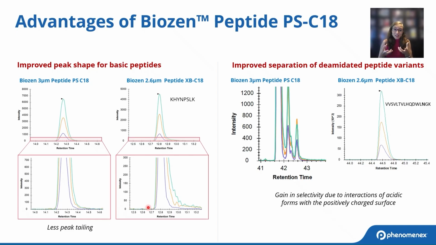So in the case of an XB-C18 column, we may not be able to separate these deamidated forms, but when we are using a PS-C18, we can see a slight separation of the different peaks, which is sufficient to really have them separated and analyze them by mass spectrometry. So that can be one of the main advantages to select that type of chemistry.